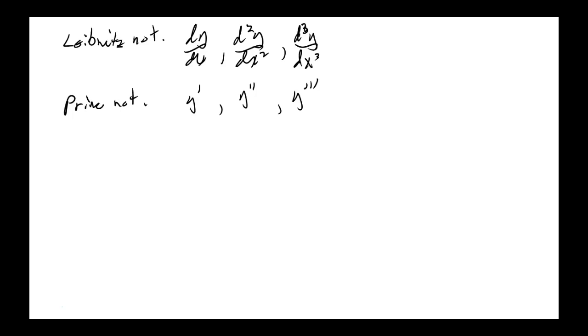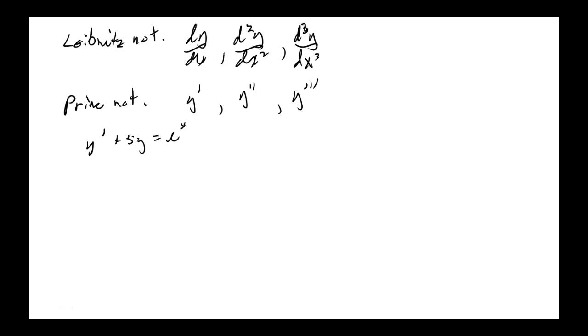Now, the advantage of the prime notation is that it really is easier to read, easier to write. Here's some examples of that. y prime plus 5y equals e to the x. So easy to write. Okay? Another one, y double prime minus y prime plus 6y is equal to 0. Very easy to write.